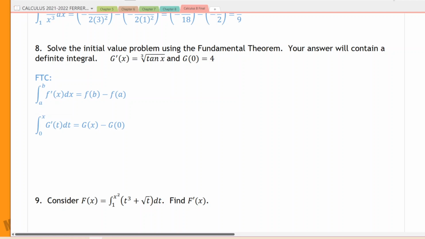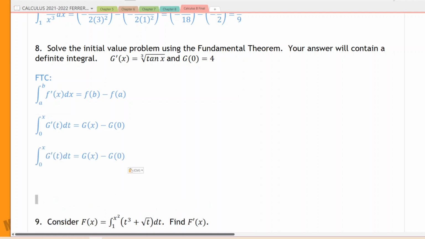Let's substitute here. Okay, the first substitution here is g of 0 is 4. Let's change the g of 0 into a 4. And the next substitution is g prime is this cube root of tangent x. So let's just change g prime to the cube root of tangent x. And instead of x, though, we're going to change that to a t.